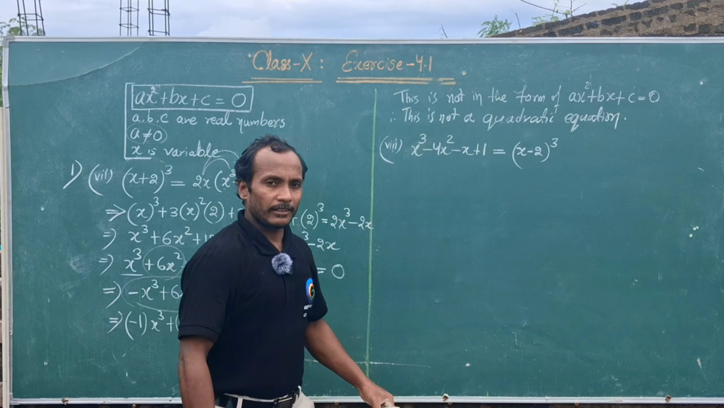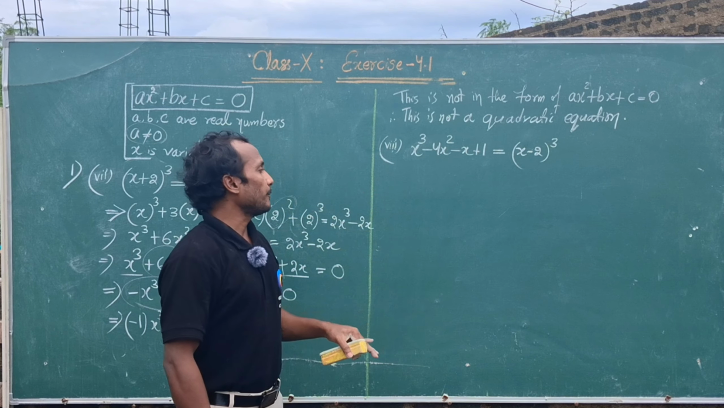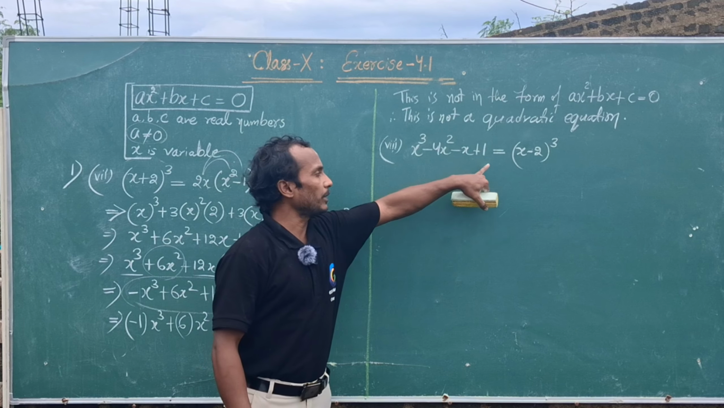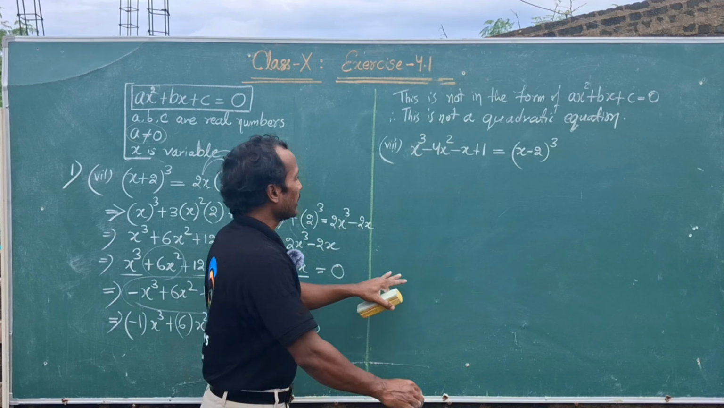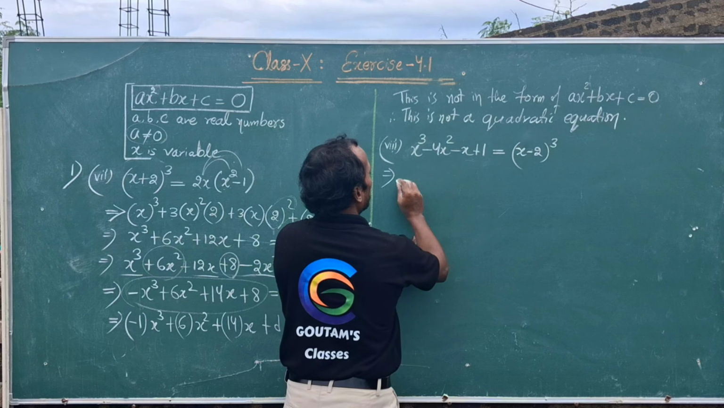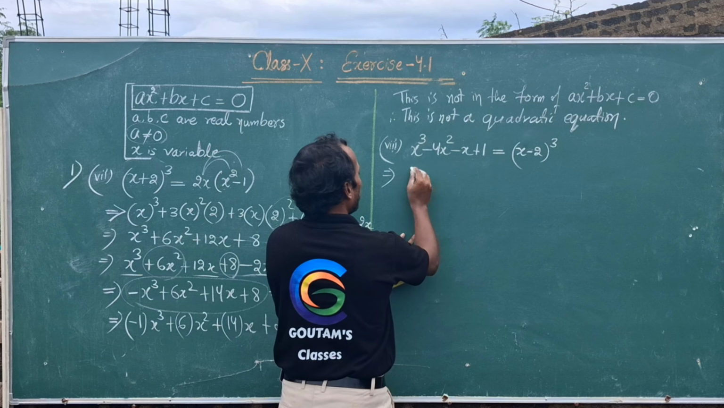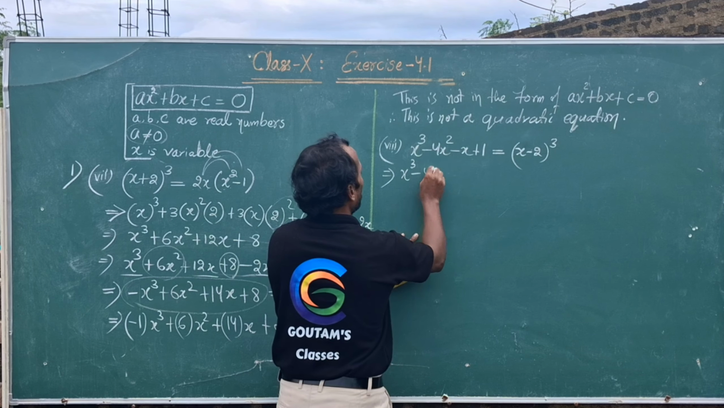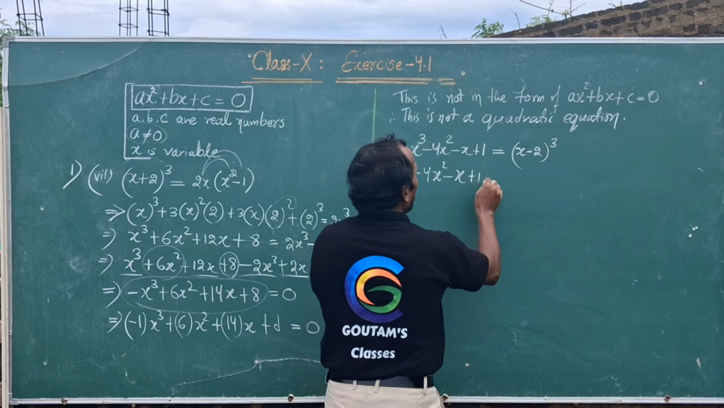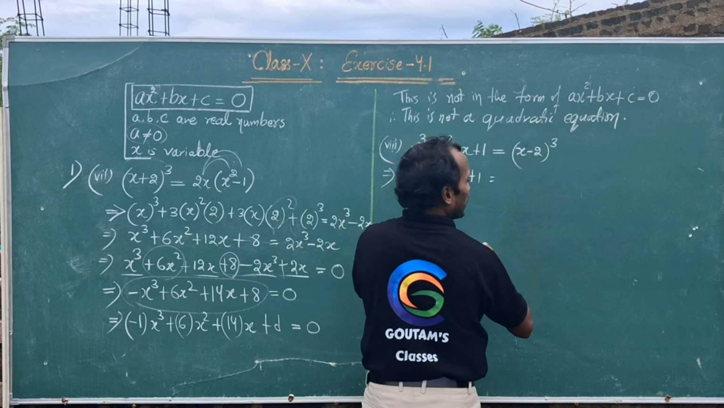Alright, this is clear. Now let's go to VIII. In VIII, what we have? X cube minus 4x square minus x plus 1 is equal to x minus 2 whole cube. Left hand side, as you can see, is simplified already. There is no like term, no addition or subtraction left to do. So we have the same thing on the right side, but you have x minus 2 whole cube.